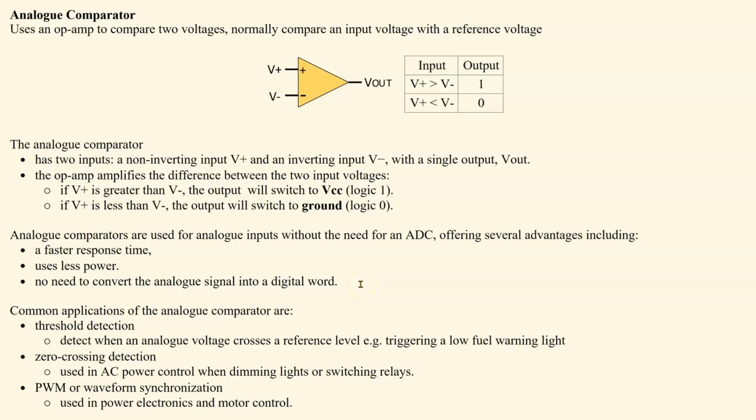Common applications of the comparator are threshold detection. We detect when an analog voltage crosses a reference level. For instance, we could trigger a low fuel warning light in a car. Zero crossing detection, that's used in AC power control, or PWM or waveform synchronization, used in power electronics.